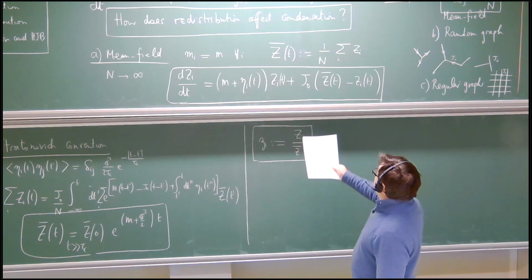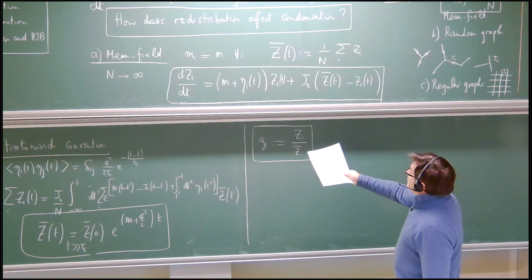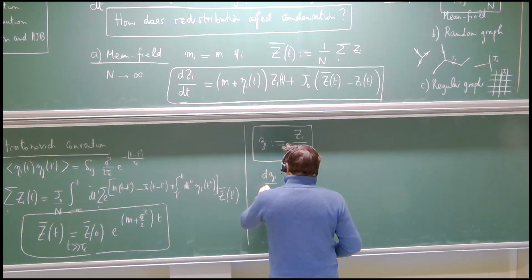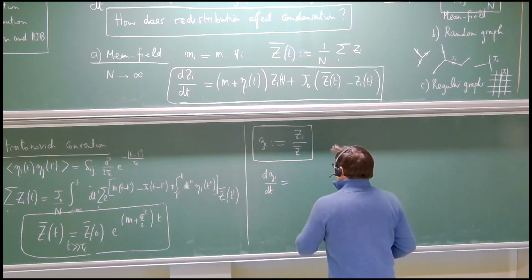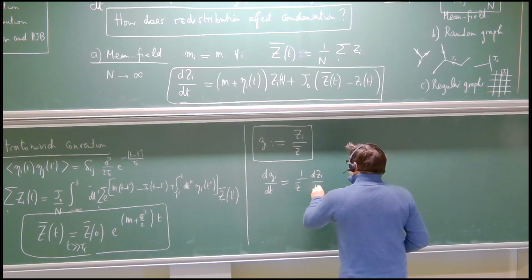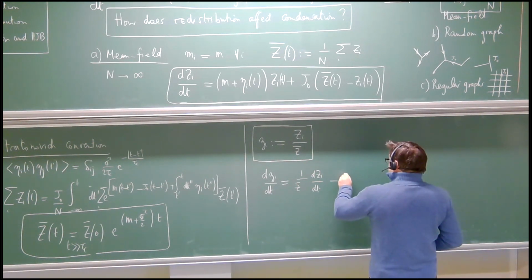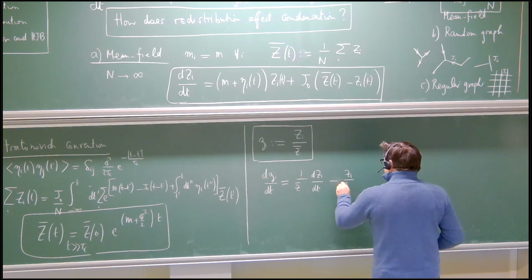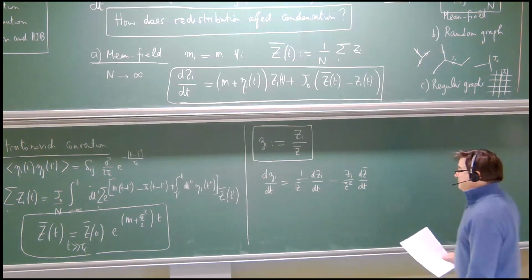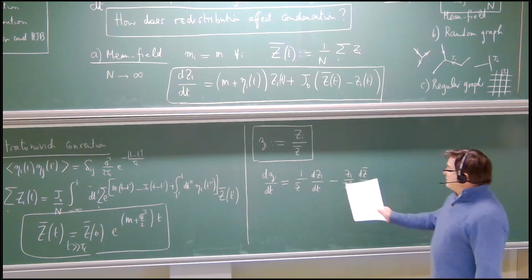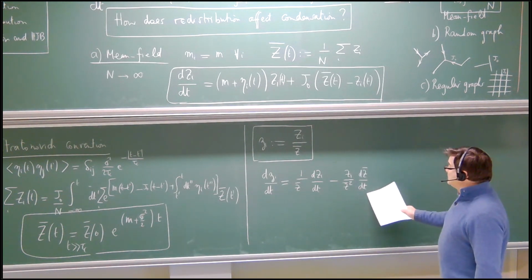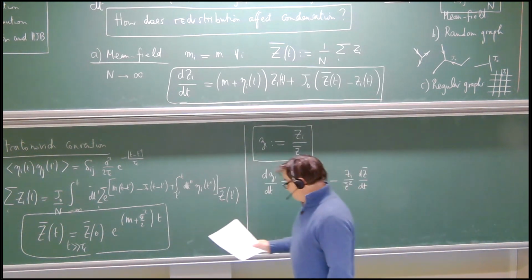So if I look for the evolution of Zi, so dZi/dt, this is going to be equal to 1 over Z bar dZi/dt capital, minus Zi over Z bar squared dZ bar/dt. So here I'm using the equation for Zi. Here I'm using this equation here.